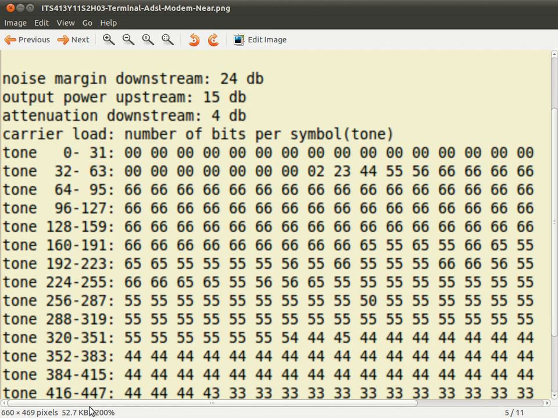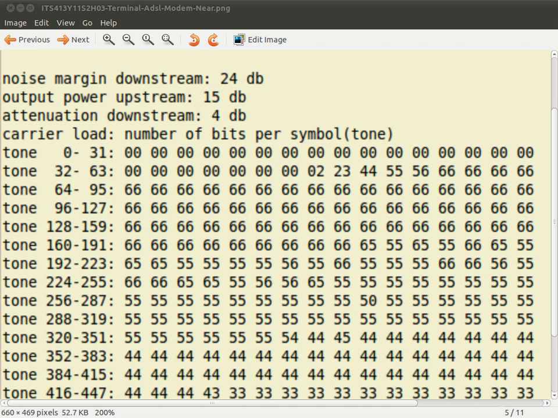You need to look up some manuals to understand what all these numbers mean, but that's the near end performance. And now if we look at the far end, note that if there's anything you can see here, there's zeros here. So this is the first part of the channel.